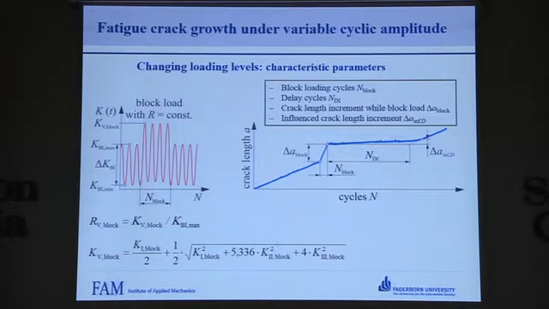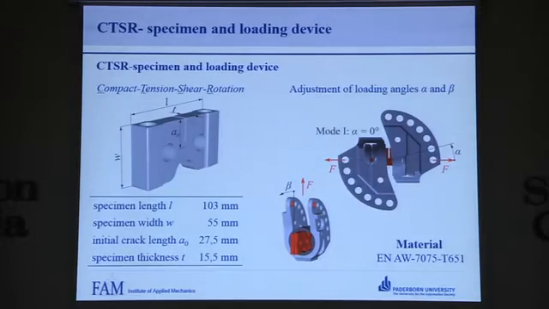To perform these experiments, the so-called CDSR specimen and the loading device was used, and CDSR stands here for compact tension shear rotation. The specimen geometry with the characteristic dimensions is shown here on the left side of the slide. The testing material was a heat-treated aluminium alloy 7075.